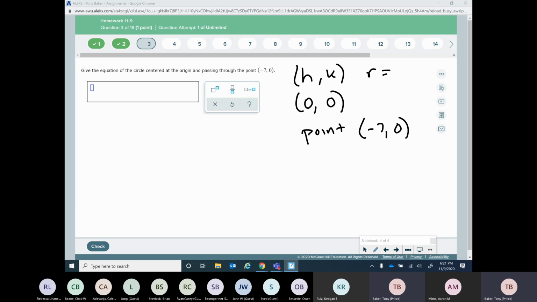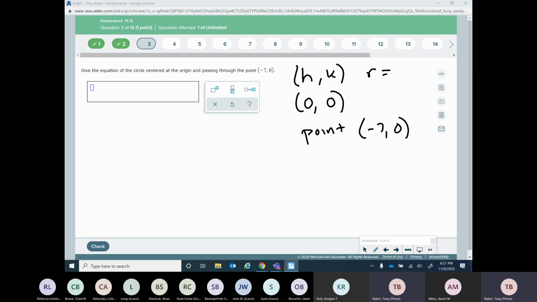So we need to find my radius. Remember, a point on the circle is always equidistant from the center. That's my radius, so if I can find the length of that line, I find my radius. This one's really simple because it's centered at the origin, so my radius is actually going to be 7, because I'm just counting 7 away from it.